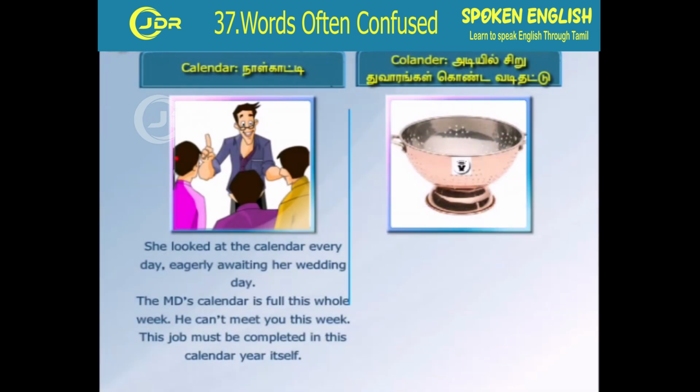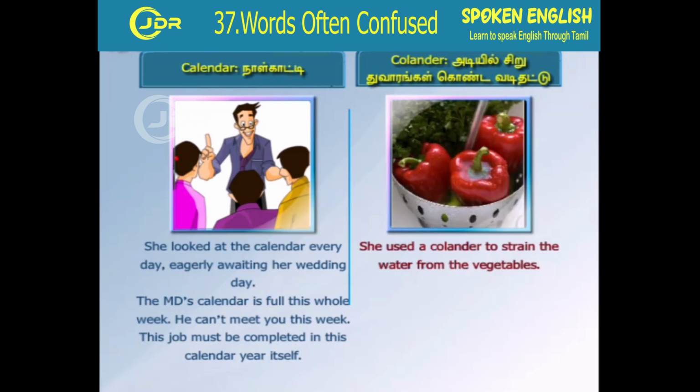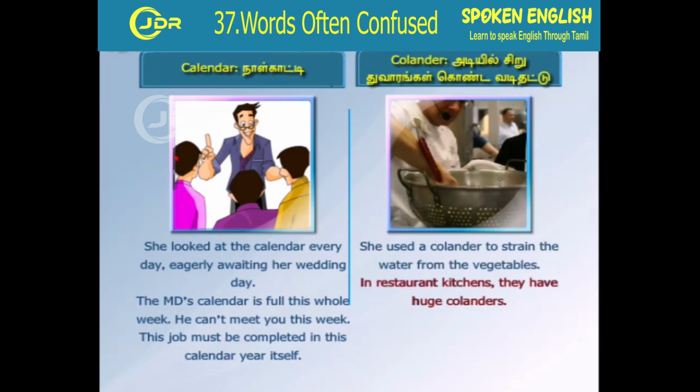Colander. அடியில் சிறு துவாரங்கள் கொண்ட வடித்தட்டு. She used a colander to strain the water from the vegetables. In restaurant kitchens, they have huge colanders.